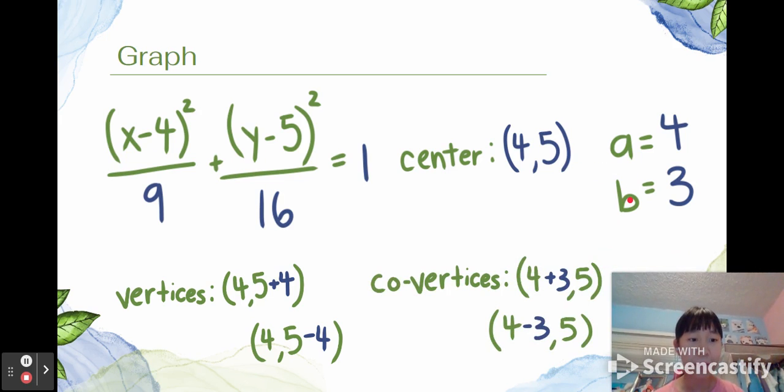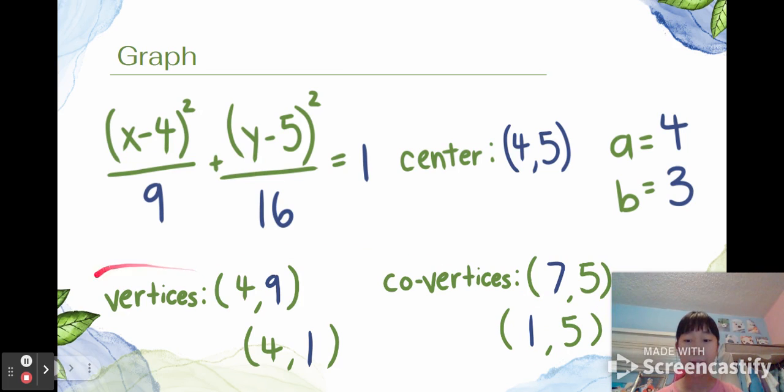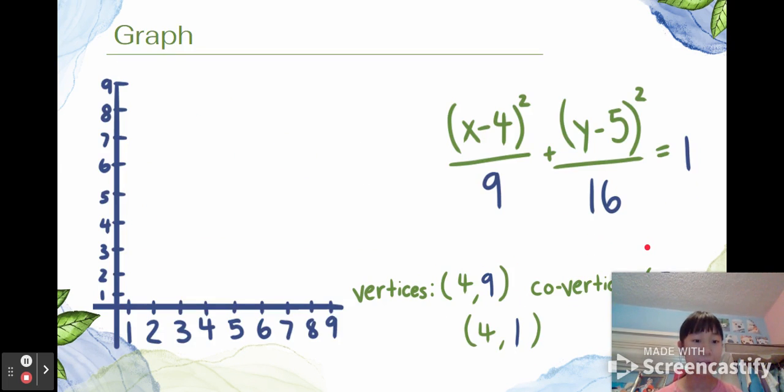And then for the co-vertices, we're going to do something that is similar to that, but with a b value and x minus 4 squared over here. So we're going to take the 4 in the center and we're going to add and subtract 3 in order to get our co-vertices. And that gives us our vertices are 4, 9, 4, 1, and our co-vertices are 7, 5, and 1, 5. Now let us graph that.